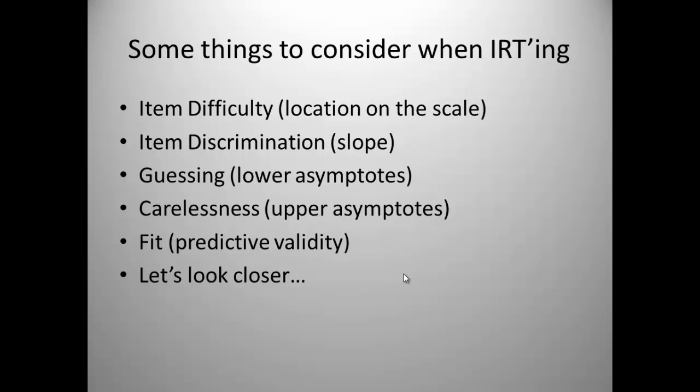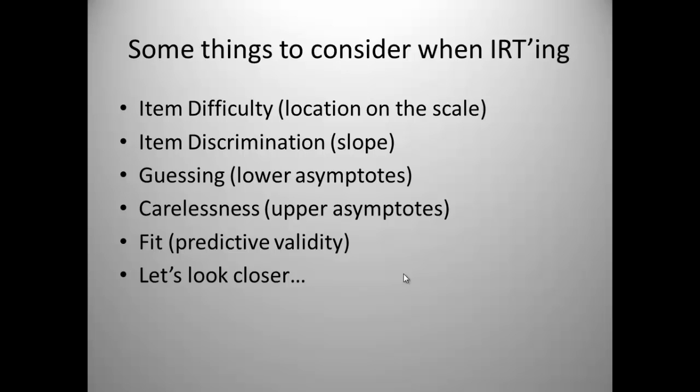The next thing you might want to think about are guessing and carelessness. We're not really going to spend any time talking about this, but you get the idea. Do you need a control for people in your sample who might be guessing? If so, you need to have an IRT model that will accomplish that. Carelessness is something that's really only discussed theoretically. We don't really see it in application yet.